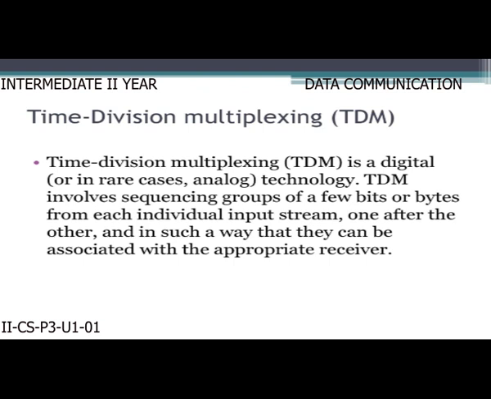Next, time division multiplexing. Time division multiplexing is a digital or, in rare cases, analog technology. TDM involves sequencing groups of a few bits or bytes from each individual input stream, one after the other, in such a way that they can be associated with the appropriate receiver.